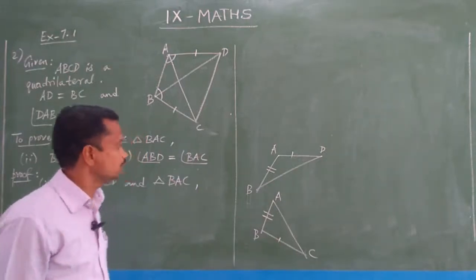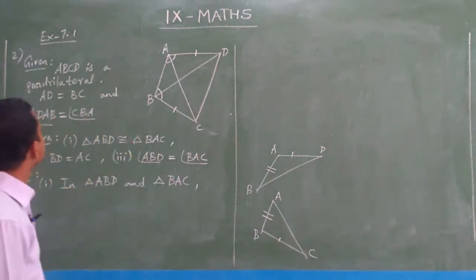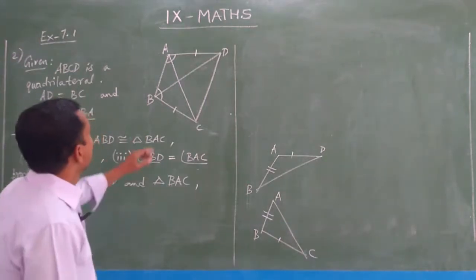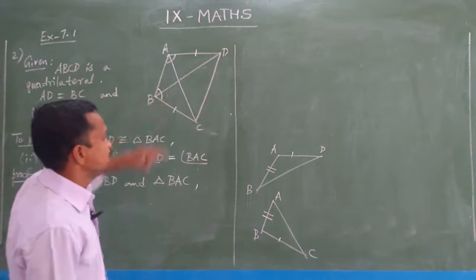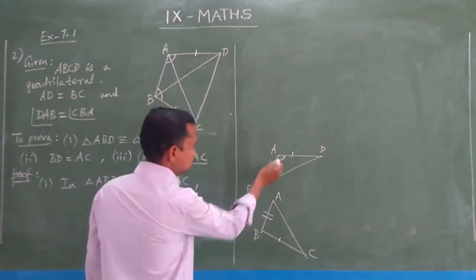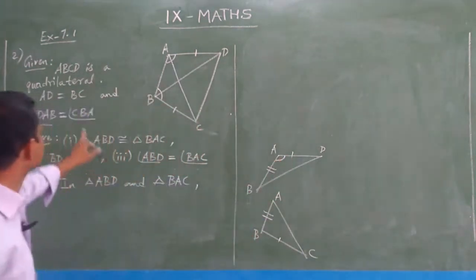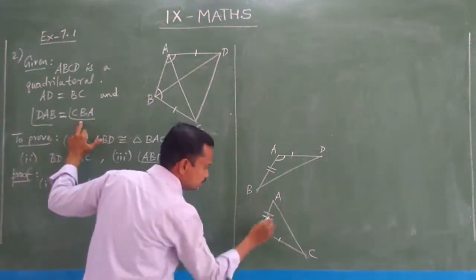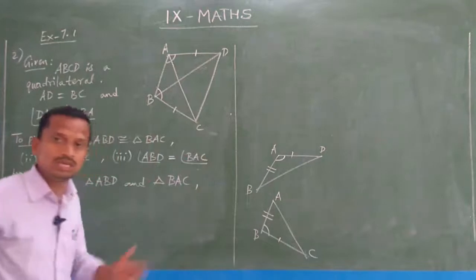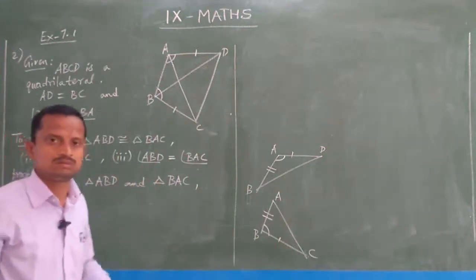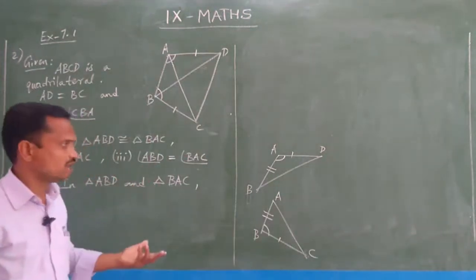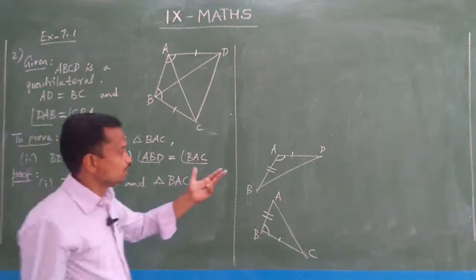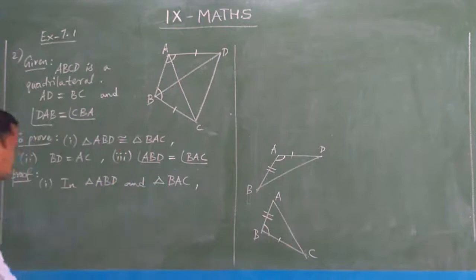And another thing, angle, is it given? You see. So angle BAD, it is there. An angle CBA, this angle. They 2 are equal. It is given. So everything we are having, the 3 elements we are having. By SAS we can say they are congruent.